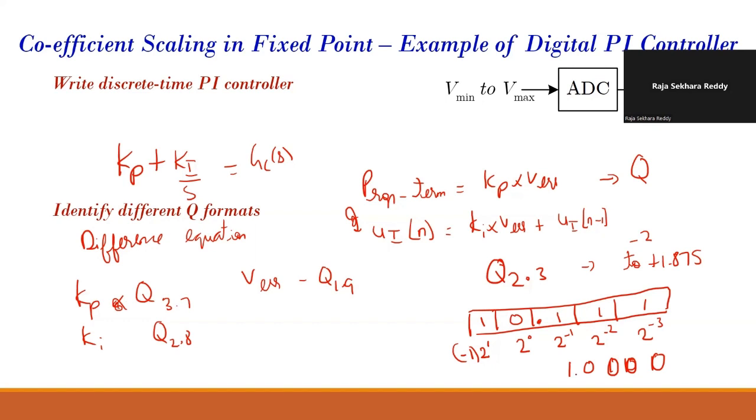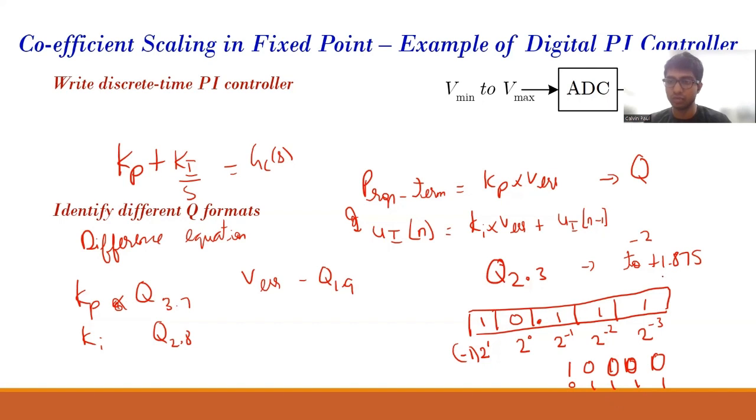And if I want the maximum positive value, if you do it, it will come out to be plus 1.875. So what I wanted to say was, this is KP into V error. When I do the multiplication, the Q format which I will get: V error is Q1.9, KP is Q3.7. So 1 plus 3, 4, minus 1, it will be Q3, and then 7 plus 9 will be 16. So the Q format will be Q3.16.